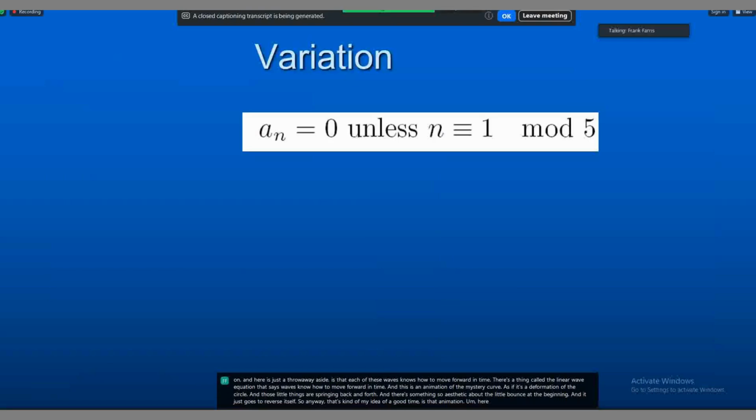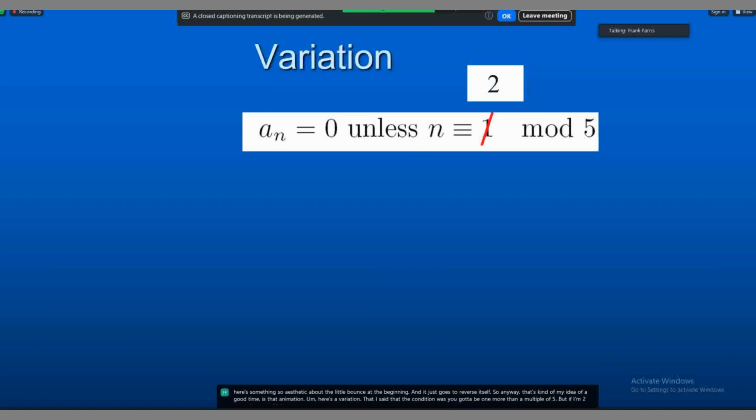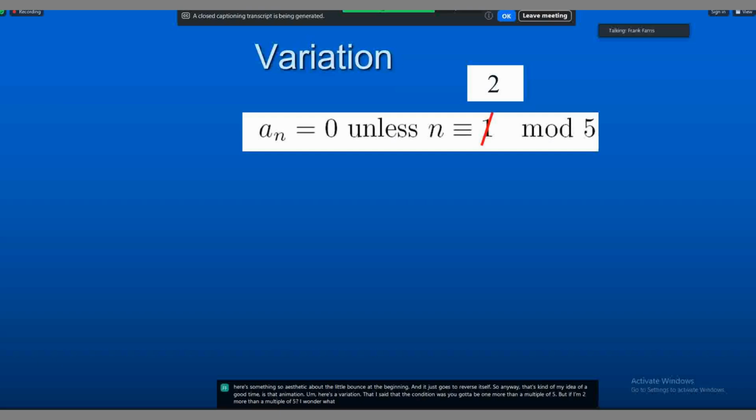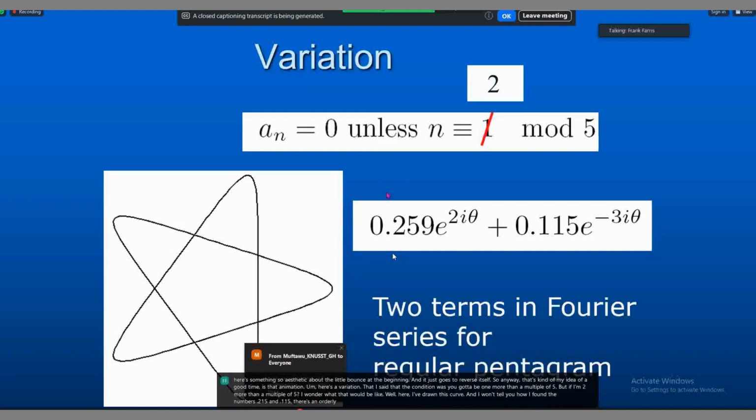Here's a variation. I said that the condition was you've got to be one more than a multiple of 5. What if I'm two more than a multiple of 5? Wonder what that would be like. Well, here I've drawn this curve, and I won't tell you how I found the numbers 0.215 and 0.115. There's an orderly way, but these are the first two terms in the Fourier series for a regular pentagram.